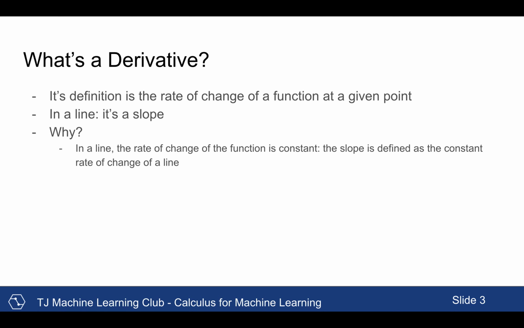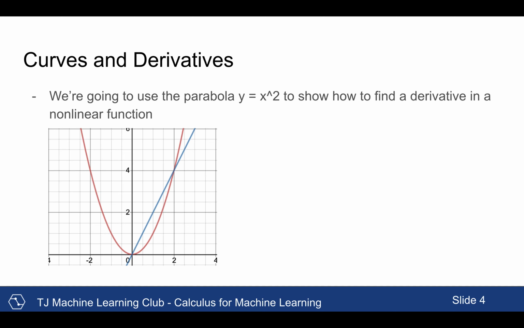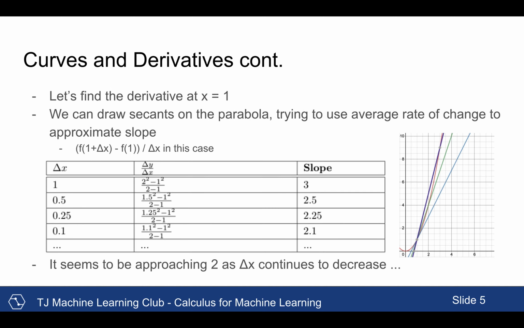But in a line, the rate of change between any 2 points or at any point is constant because that's defined by the slope. So let's take a look at a more complex curve to see how we can apply derivatives to nonlinear functions. We're going to use the parabola y equals x squared, and that's the red curve. And the blue line is just the line y equals 2x. So let's find the derivative at x equals 1.